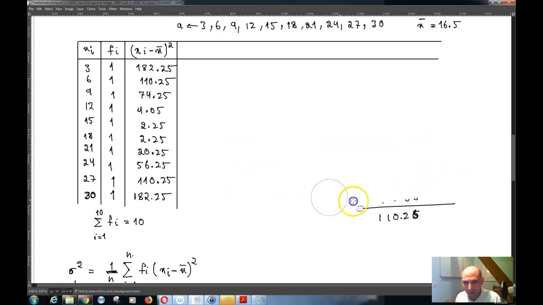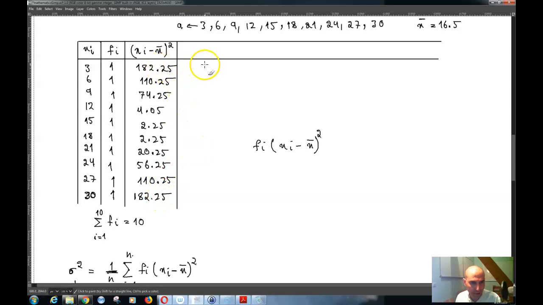Now what I need to do is, I have sigma of x of i minus x bar whole squared. f of i is not important here, because if I calculate f of i times x of i minus x bar whole squared for these observations, I'm going to get the same numbers, because all of my f of i's are the same, of course, and 1 of course. So I don't need to calculate this.